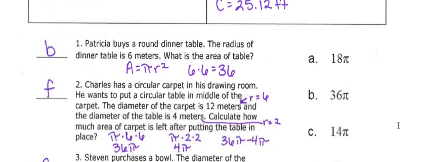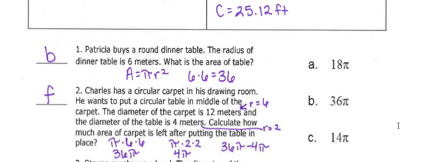F, this one's tricky. Honestly, you're not going to have one as tricky as this on your test. So we've got a circular carpet in the drawing room. He wants to put a circular table in the middle of the carpet. Diameter of the carpet is 12 meters, and diameter of the table is 4 meters. Calculate how much area of carpet is left after putting the table in its place. So area is what I'm dealing with.